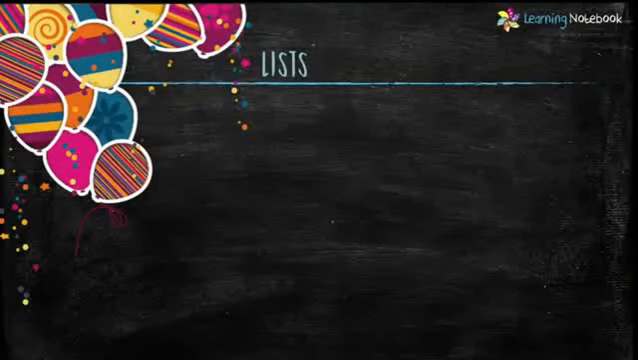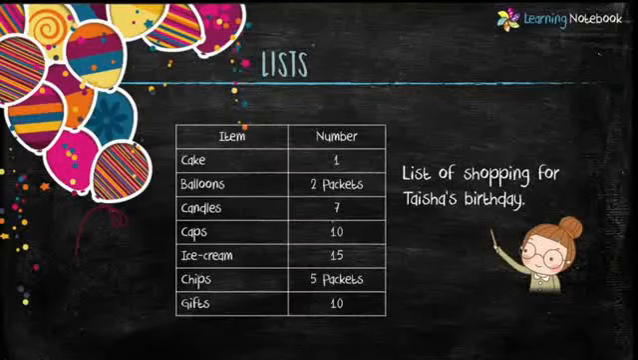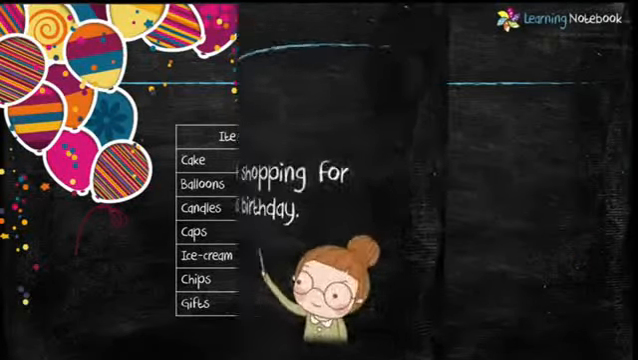Let's take an example. Taisha's parents are shopping for Taisha's birthday. They need a lot of things like balloons, cap, candle, ice cream, etc. So they prepare a list so that they do not miss out on buying anything. Students, similarly, we also regularly prepare such lists to buy our grocery items.